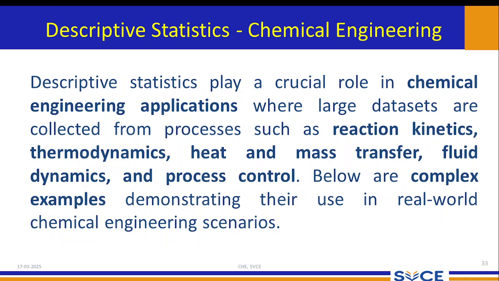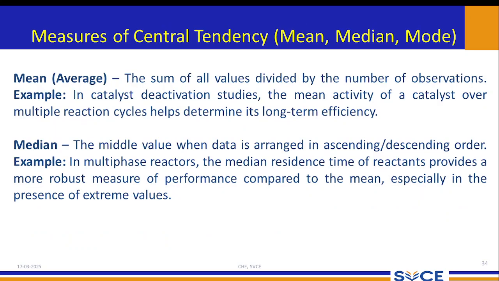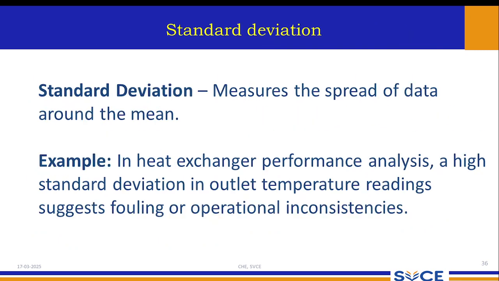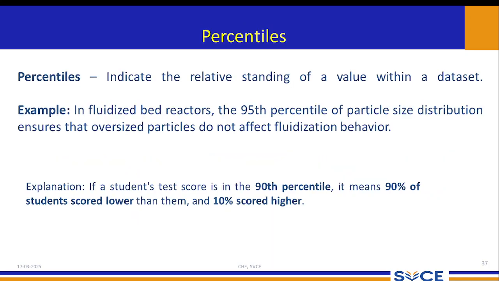So below are the complex examples demonstrating their use in real world chemical engineering scenarios. So what is mean? What is median? What is mode? I don't want to repeat this. Okay, standard deviation, I have given a lot of examples. Even in a normal distribution in an exam, the people will look for a deviation, standard deviation of around 12 marks. Okay, so what is percentile? What is percentage? Percentage you know already. Percentile in GATE they will use. Okay, if your student test score is 90 percentile, it means that 90% of the students scored lower than them and 10% scored higher. Percentile ranking.